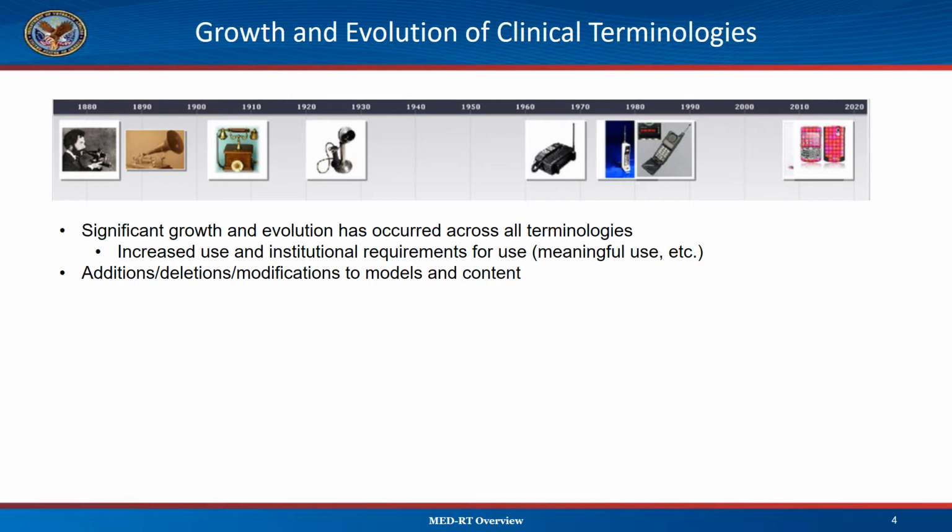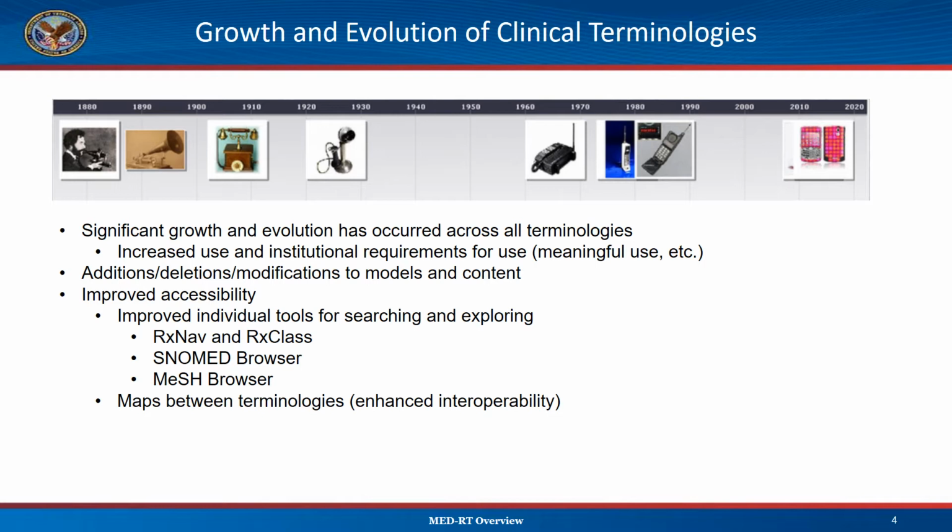NDF-RT was put into production in 2003, and much has changed since its inception. For example, the established pharmacologic classes were not introduced until 2009. Also, NDF-RT had around 39,000 concepts in 2009 and is now over 45,000 concepts.